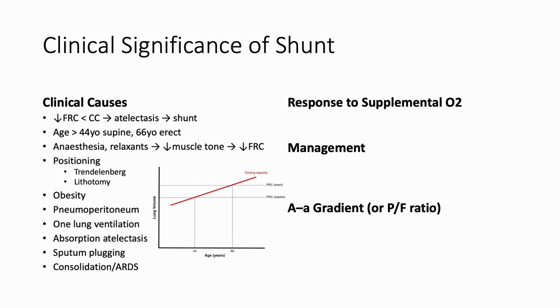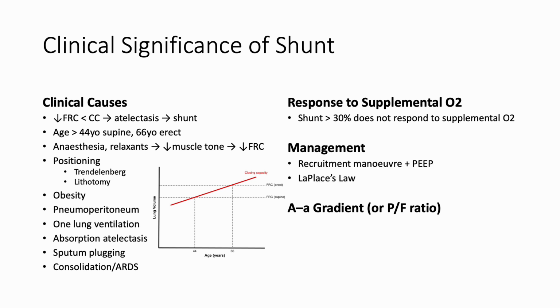Shunt is also significant because, in contrast to the other causes of hypoxaemia, a large shunt doesn't respond to supplemental oxygen. So regardless of the primary pathology, if someone's still hypoxemic despite 100% oxygen, then a large shunt must be part of the mechanism. We should also understand that if we suspect that a patient is hypoxemic due to atelectasis and shunting, the treatment is a recruitment maneuver and increasing the PEEP. And we should be able to explain why this is necessary using Laplace's law.